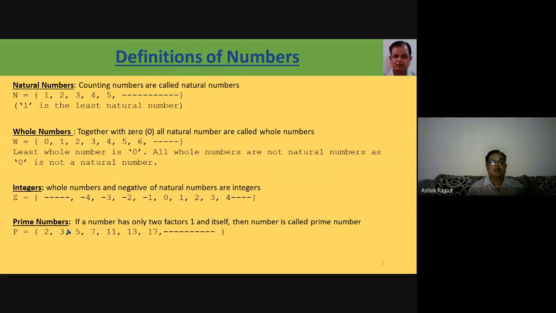Thus we can say if a number has only two factors, 1 and itself, then it is a prime number. If it has factors other than these two, then it is not a prime number. Now we will explain the other numbers.